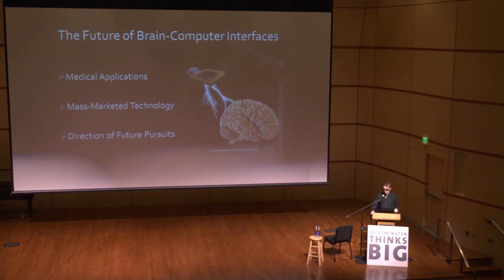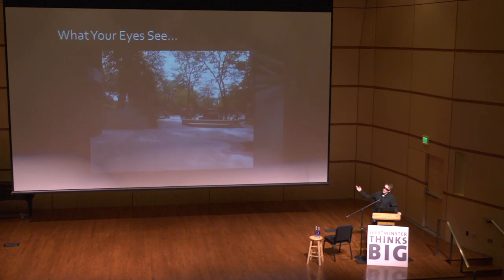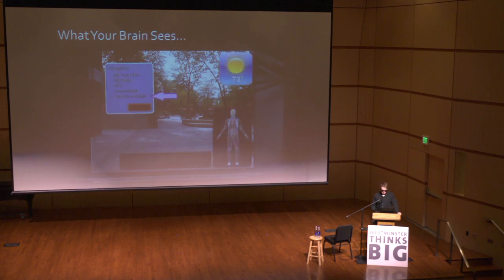I think that at the height of interfacing functionality, we may be able to see something a little bit like this. A lovely day at Westminster College. This scene is what a normal pair of eyes would see. But for those with a top-of-the-line neural interface, something a little bit more like this is what your brain would see. Now, this simple example is contrived, of course, but the functionality of modern mobile computing, such as smartphones, could be overlaid directly into the nervous system.